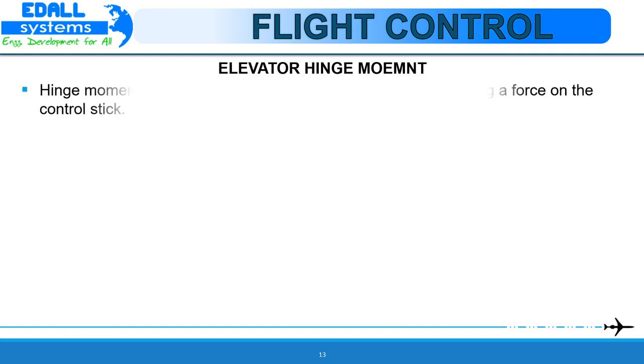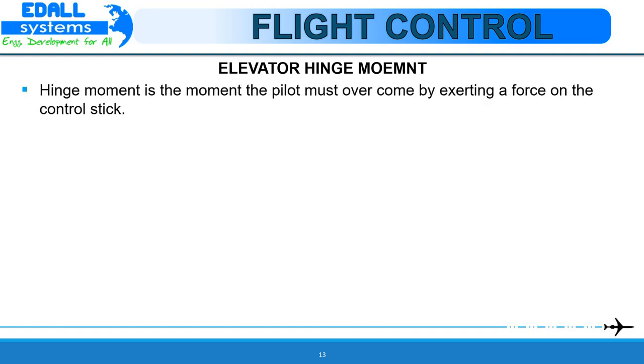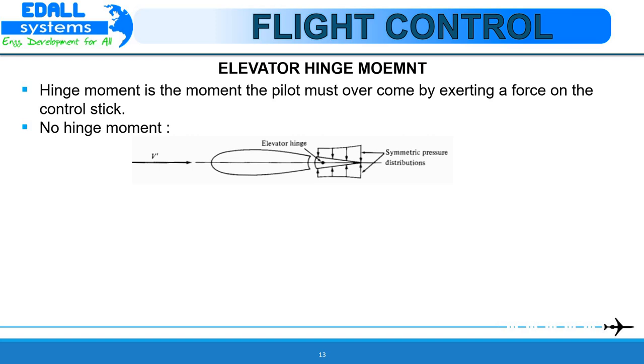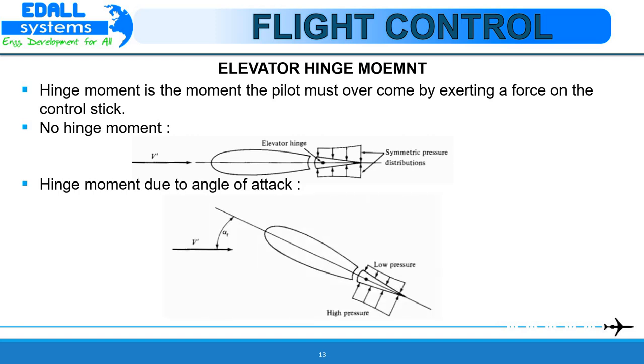Elevator hinge moment. Consider a horizontal tail with an elevator that rotates about the hinge axis. First, consider the tail at zero angle of attack. The aerodynamic pressure distribution on the top and the bottom surface of the elevator will be the same, that is symmetric about the chord. Hence, there will be no moment exerted on the elevator about the hinge line. Now, assume that the tail is pitched at an angle of attack alpha T, but the elevator is not deflected, that is delta E is equal to 0.